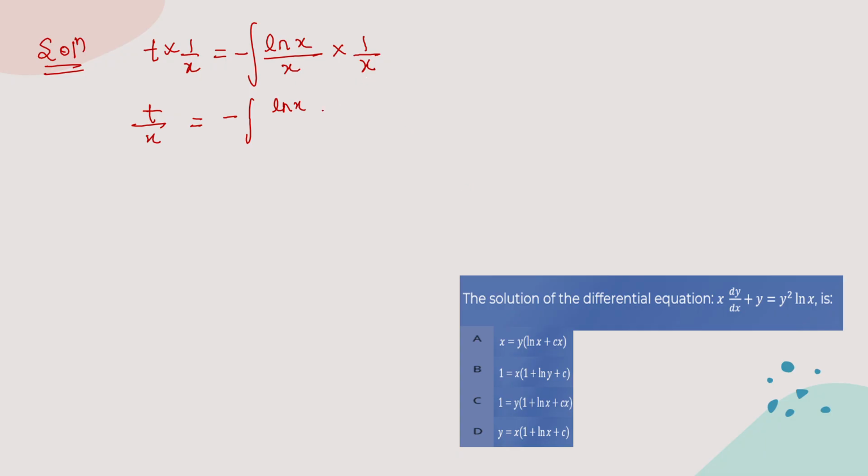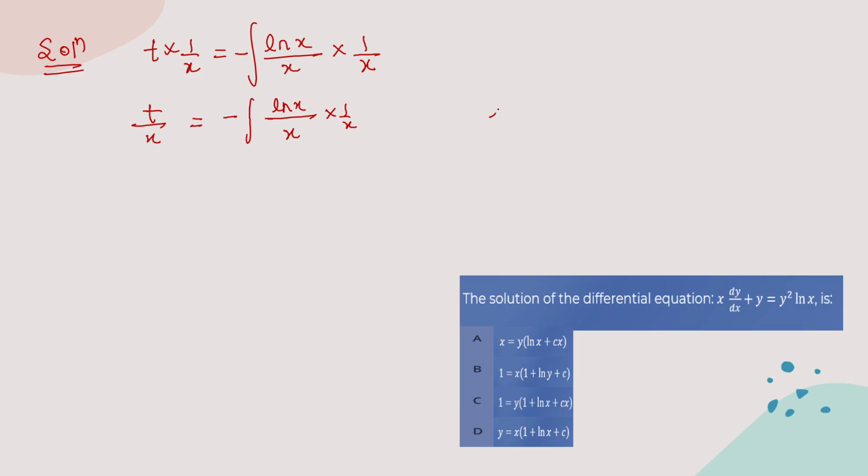But 1 by x square is given, right? Exactly, exactly. Same thing we have to do. So if we take, correct, correct. I think that method was written correctly. That format was written correctly. We can write this in this format only, ln x by x, so that I can get its derivative also.